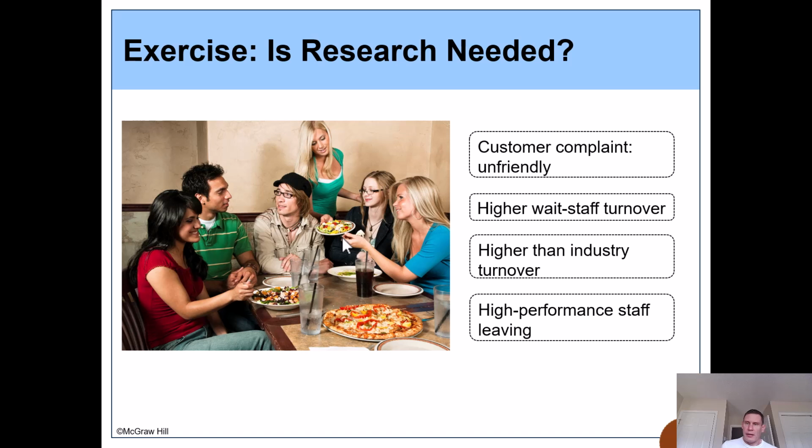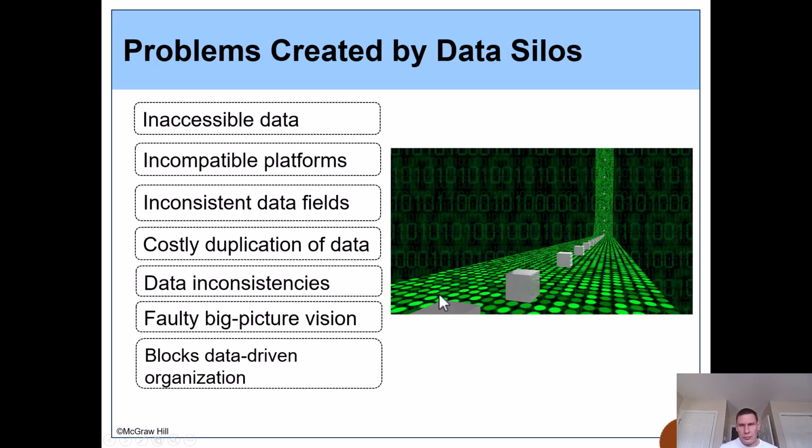So in this example: customer complaints about unfriendly wait staff, high staff turnover, high industry turnover, high-performing staff leaving. That would indicate that there's an issue, right? There's a problem, and you might want to find out why that is. In this case, you could think of those as symptoms and say, yeah, we probably need to do some research on that.